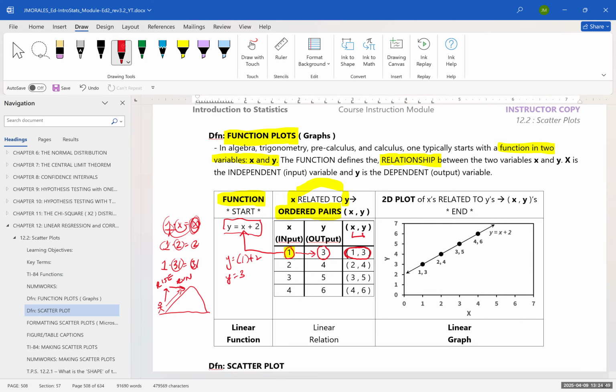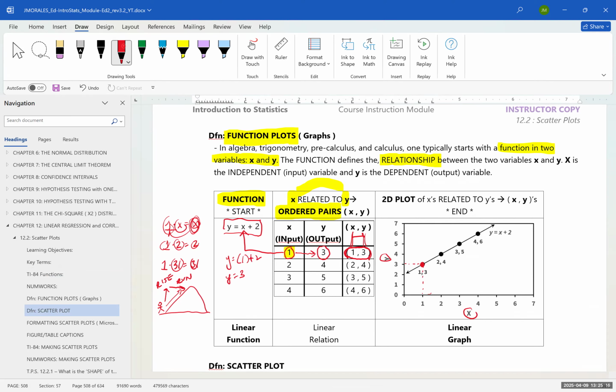And you'll notice that this point, this ordered pair, where x is equal to 1 and y is equal to 3, if we were to plot this on our graph at the point 1, 3, where x is equal to 1 and y is equal to 3, we get exactly this point right here.